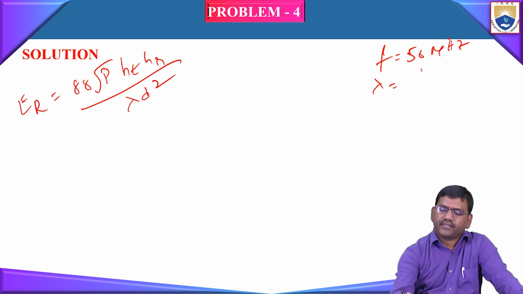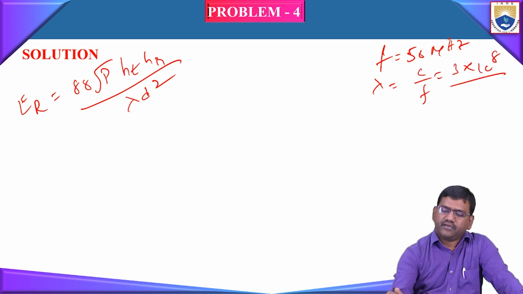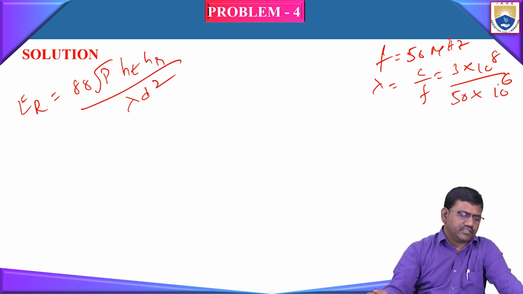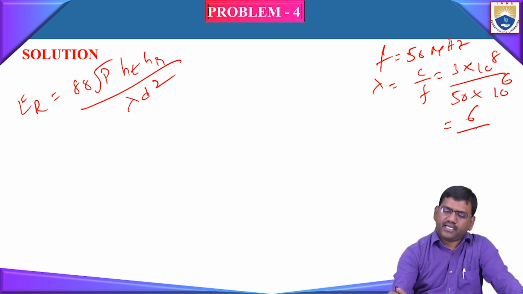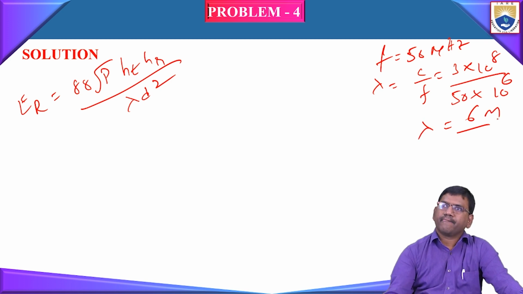Lambda is equal to C by F. C is equal to 3 into 10 power 8. The frequency is 50 into 10 power 6. So if you simplify this, you'll get lambda as 6 meters. Lambda is 6 meters here.